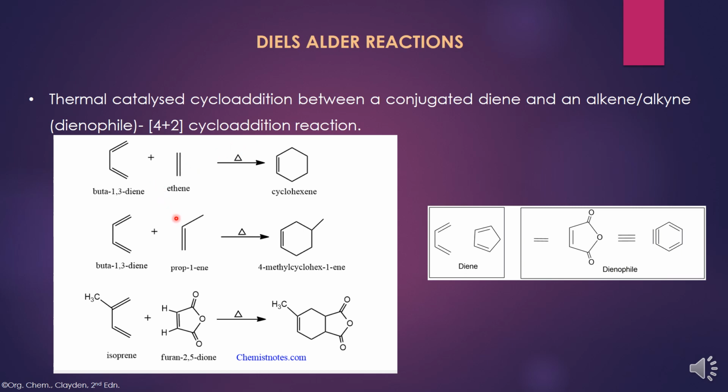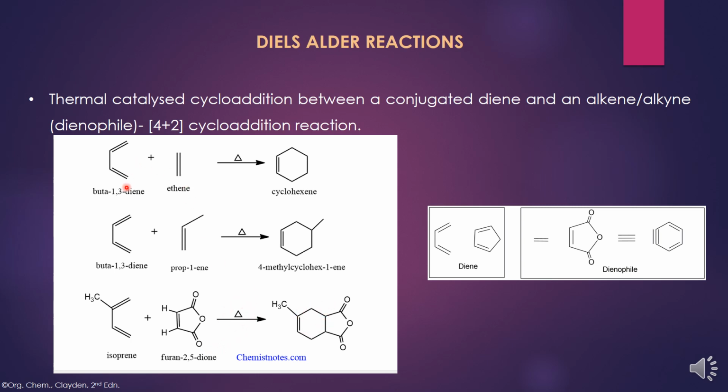Here we can see some examples for the Diels-Alder reaction. The first example shows the reaction between buta-1,3-diene and ethene, which is thermally catalyzed to get cyclohexene. Next, we have changed the dienophile. These all are dienophiles. We have changed it to prop-1-ene with the same diene, buta-1,3-diene, which is thermally catalyzed to get this product, and we have then changed the diene to isoprene, which is the monomer for natural rubber, in a reaction with maleic anhydride or furan-2,5-dione, thermally catalyzed to get this product.